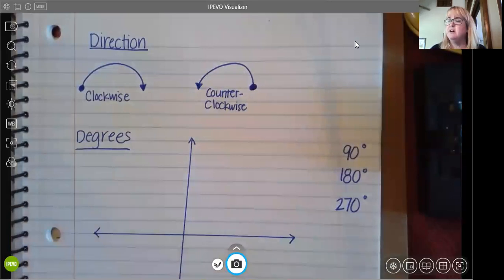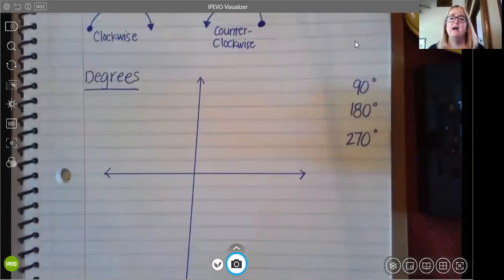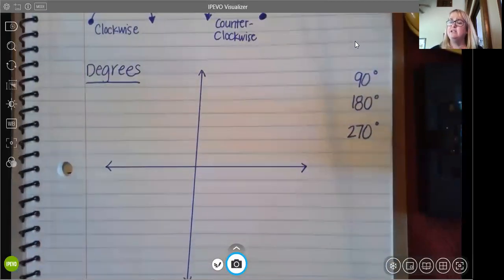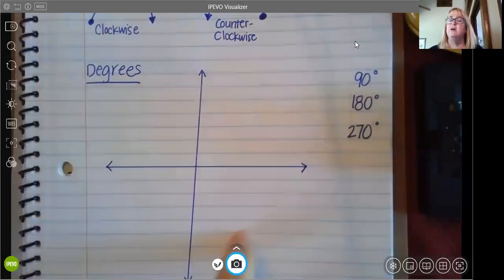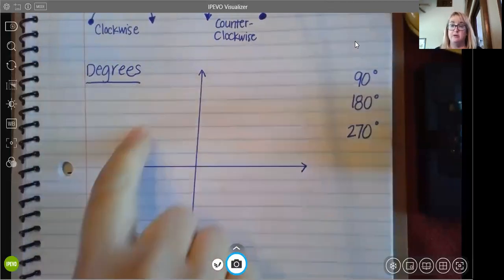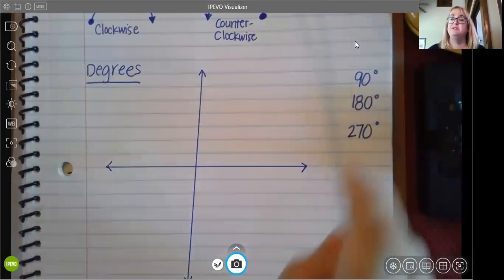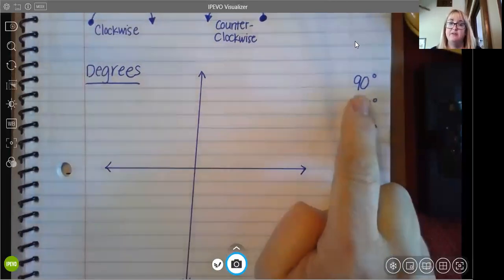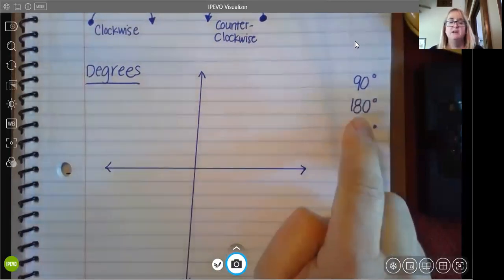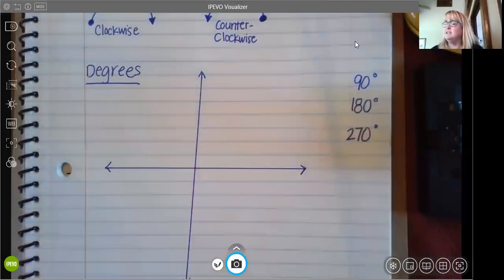We're also going to be talking about the degree of the turn. Now, do you know how many degrees are in a circle? Well, 360 degrees in a circle. So you can turn it up to 360 degrees. However, we are only going to be looking at multiples of 90 degrees. So a 90-degree rotation, a 180-degree rotation, or a 270. So what does that mean?